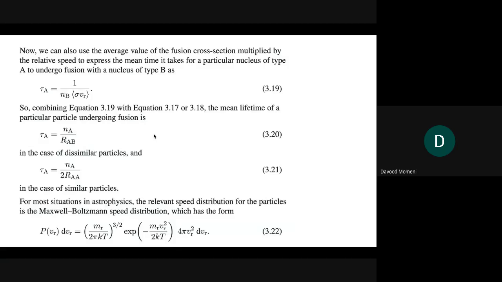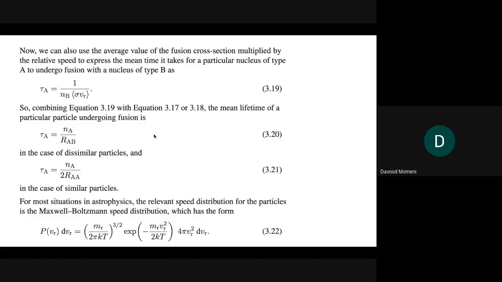So if you go back to the derivations of the fusion rate, which we calculated before, you see that instead of the sigma v, you always have to substitute the average of the sigma v. And to calculate the average of sigma v, you need the probability distribution of the nuclei over the speed.